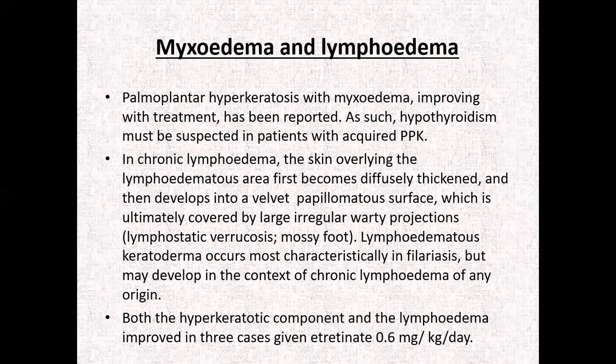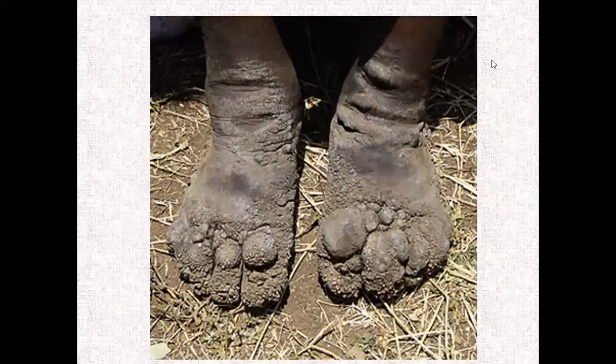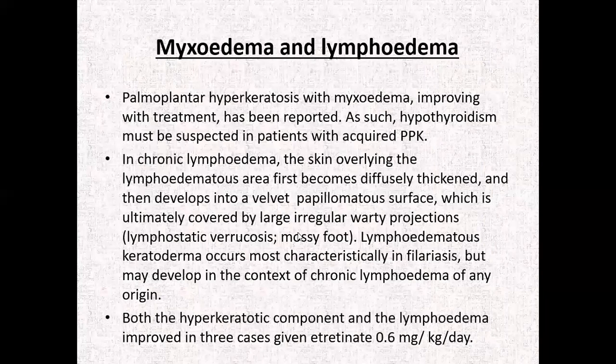In chronic lymphedema, the skin overlying the lymphedematous area becomes diffusely thickened and then develops velvety papillomatous surfaces, which are covered by large irregular warty projections. This is called the mossy foot. Lymphedematous keratodermas occur most characteristically in filariasis, but may develop in chronic lymphedema of other origins. Both the hyperkeratotic component and the lymphedema improve with the use of acitretin.